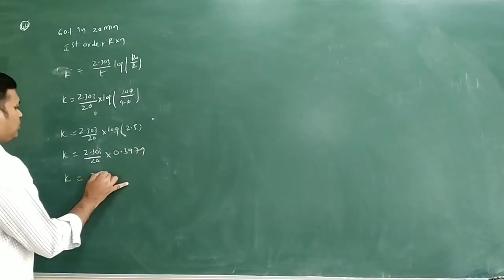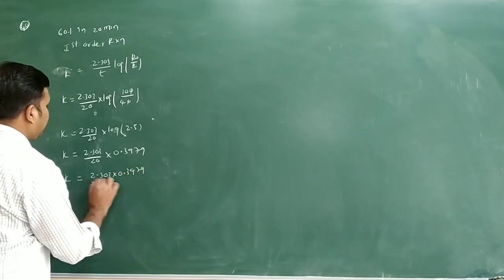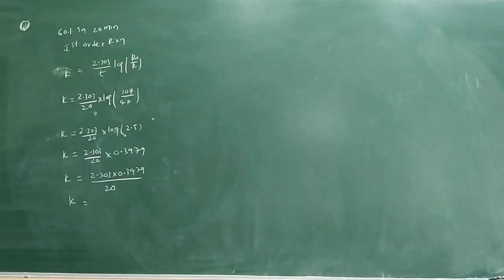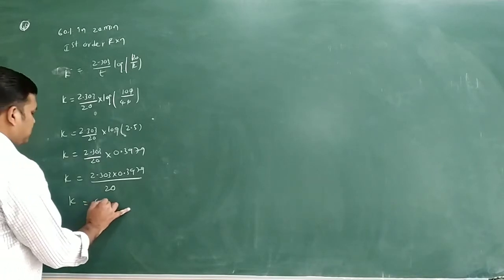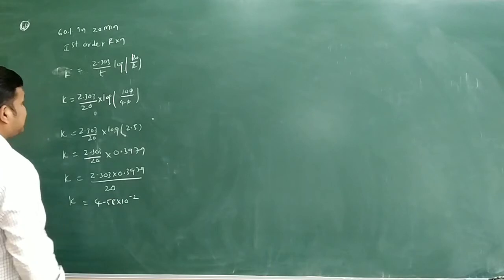That is equal to 2.303 into 0.3979 by how much? 20. So altogether you will get the K value is 4.58 into 10 power minus 2. This is 4.58 into 10 power minus 2. This is the rate constant value.